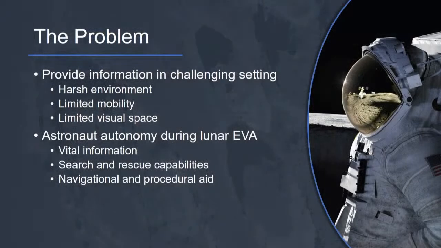So the problem we are seeking to address constantly is providing crucial information for astronauts on lunar EVA. This means that we have to constantly be considering all of the unique challenges that come up with this setting, including the harsh working environment, the limited mobility caused by a pressurized suit, and the limited space available within the suit visor. We set an overall goal for ourselves of helping promote autonomy for astronauts, making them independent from mission control, being able to function on their own.